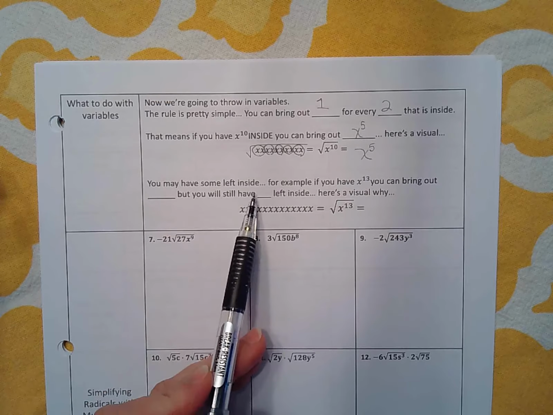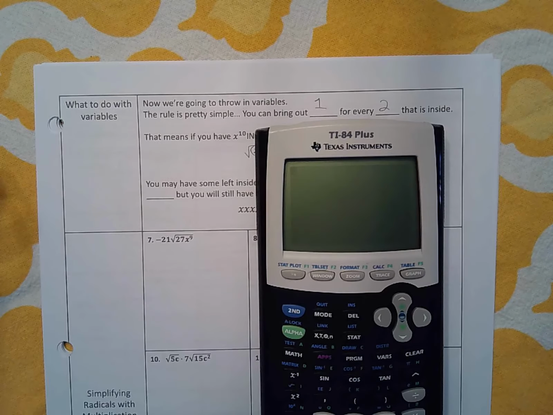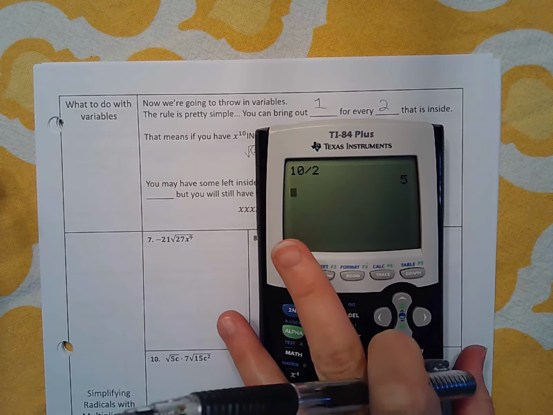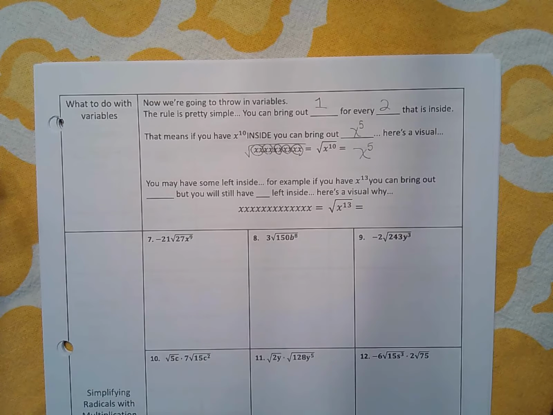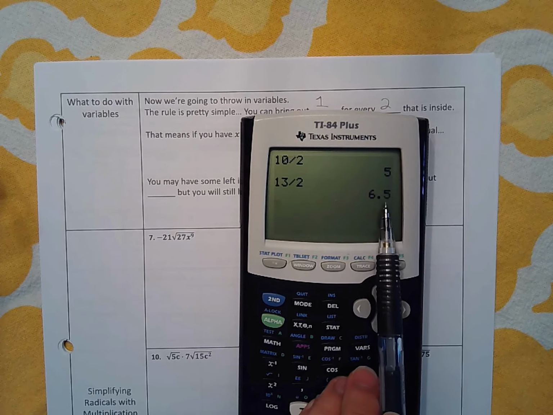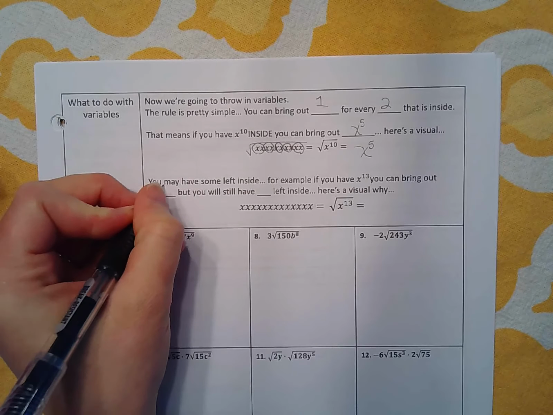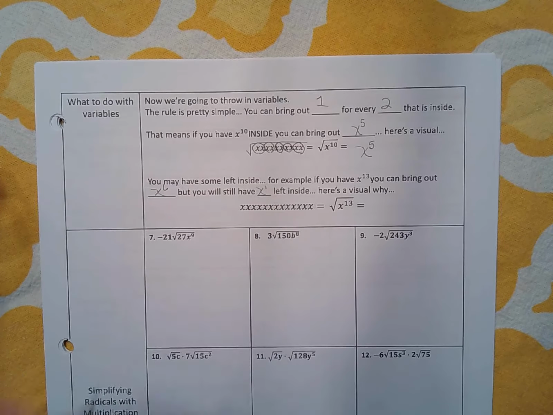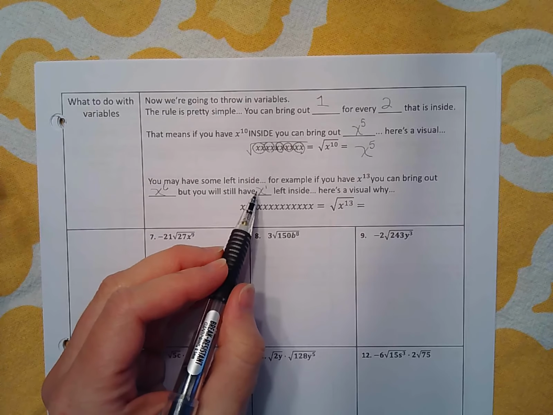Now, sometimes you are going to have some left inside. In this example, when you do 10 divided by 2, it's a clean-cut 5. There's no leftovers, there's no remainder. But sometimes you are going to have a remainder. Like if you do 13 divided by 2, there are 6 groups of 2, but then there's a leftover as well. So you're going to bring out x to the 6th, but you're still going to have 1 x left inside. That's because there's 6 groups of 2, which is 12, and an extra one makes 13 inside.